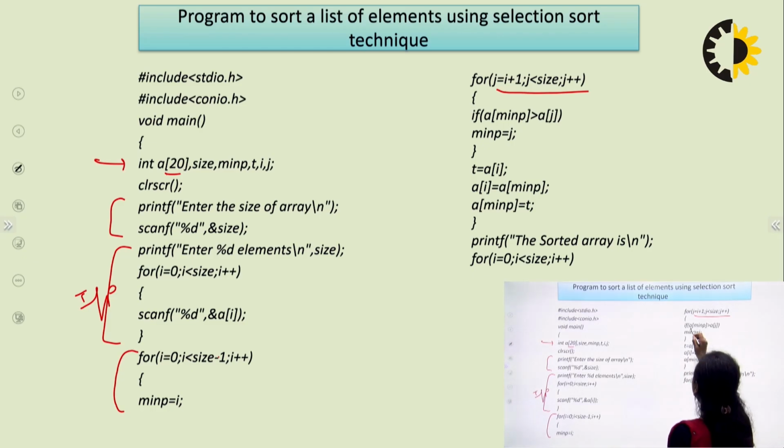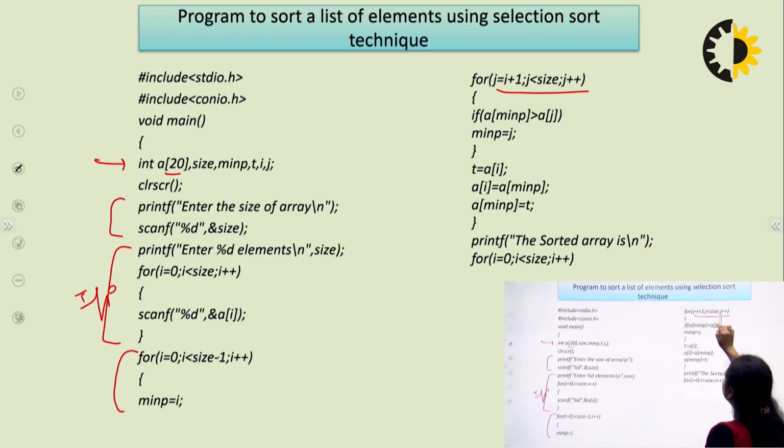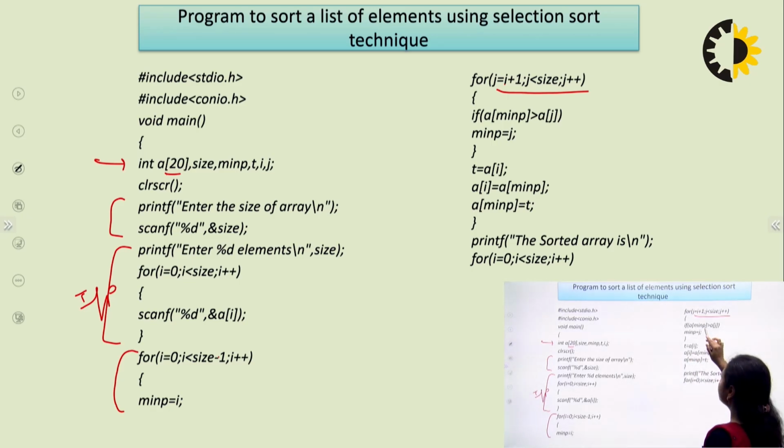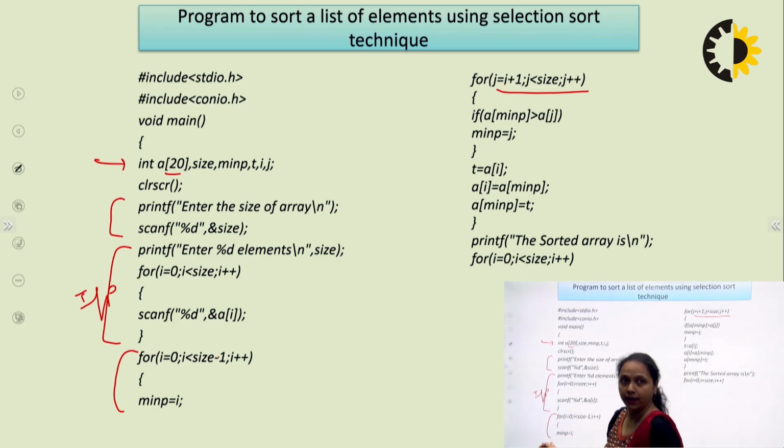So we compare whether a[minP] is greater than a[j]. And minP is what? It is the index value which we have assumed to be the minimum, and a[j] changes as per this loop, and we are comparing. If this condition is true, minP is updated by the j value, meaning minP is now updated by the new index value. And if this condition is false, minP will remain as it is, what we have assigned here.